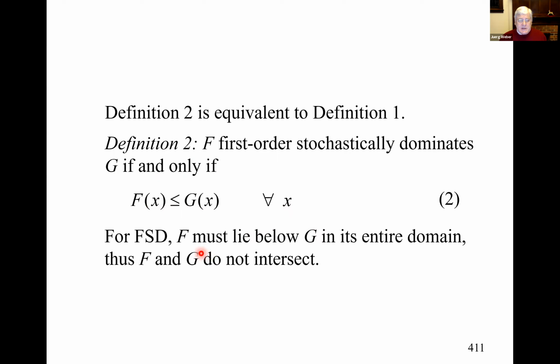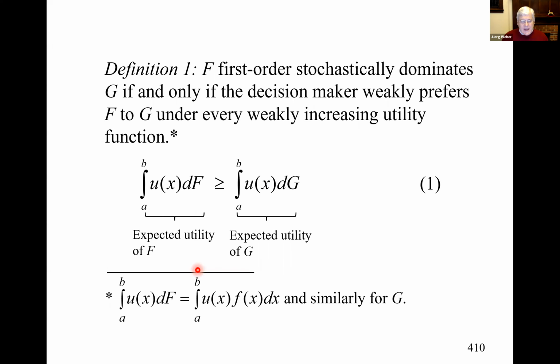This means that the function value F must lie below G in its entire domain. So over the entire domain, from A to B, the x's can go from A to B. So F and G are not allowed to intersect. Now, those two definitions are actually equivalent.